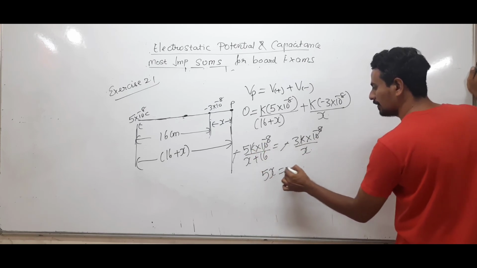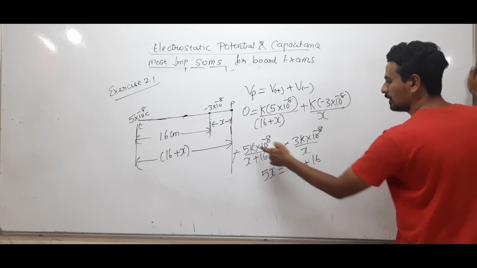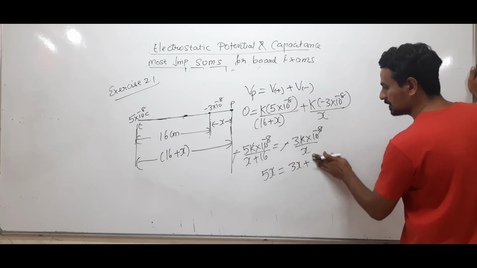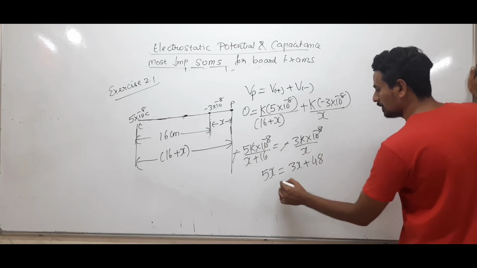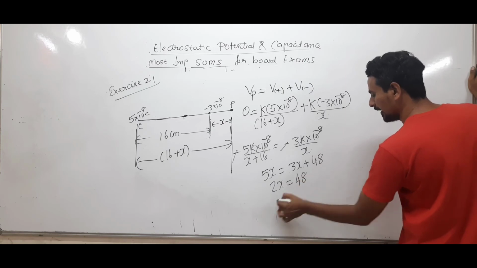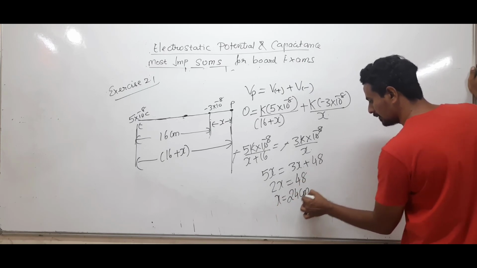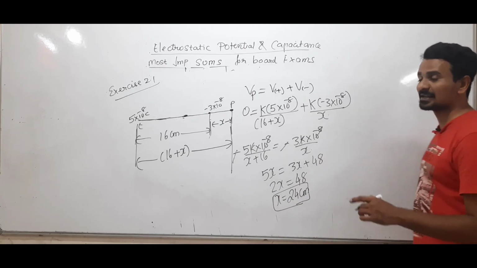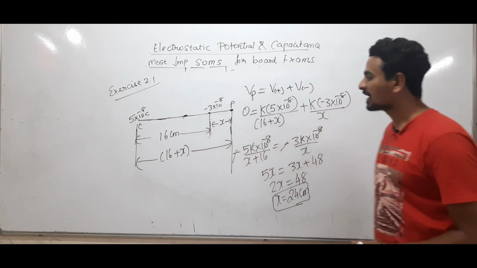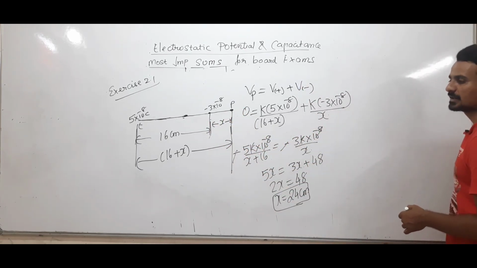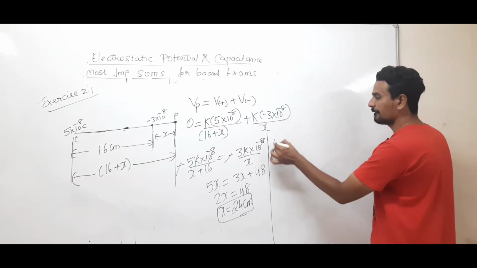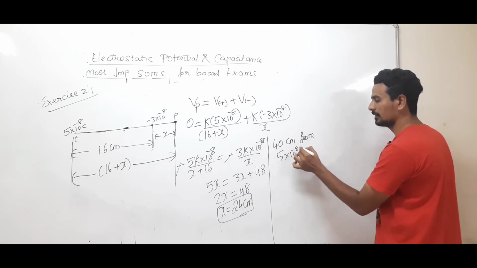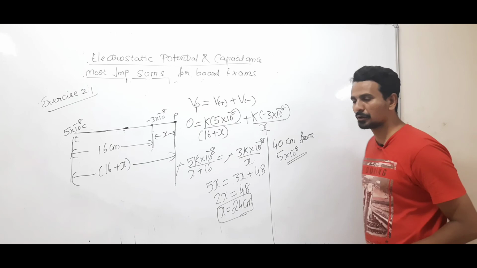This will be 5x equals 3x plus 16. Cross multiply. Clear? No, sorry. 5x equals 3x plus 48. So 2x equals 48. X equals 24. 24 centimeter. So 24 centimeter from minus 3 into 10 raised to minus 8. Clear? Or total will be 24 plus 16, so it will be 40 centimeter from 5 into 10 raised to minus 8. Clear? Okay. Now we will solve another question.